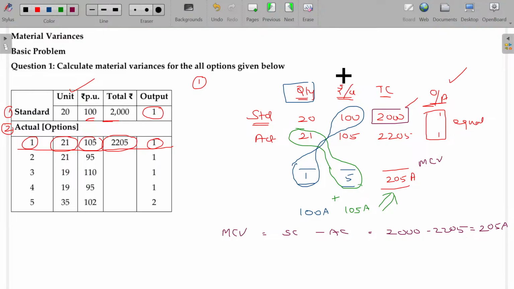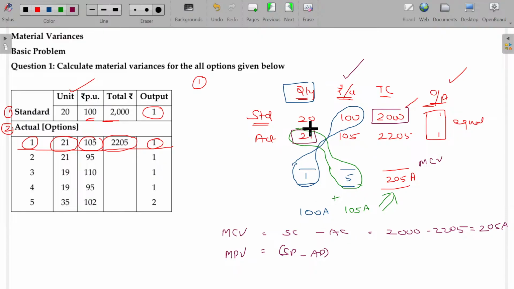Similarly, you have to break down into the price as well as quantity. Material price variance is equal to, how do we calculate? It is the difference between standard price minus actual price. So, standard price minus actual price. I thought I can spend only 100 rupees, but while really purchasing the material, I spent 105 rupees. So, I paid 5 rupees excess. That 5 rupees excess, for how many units?